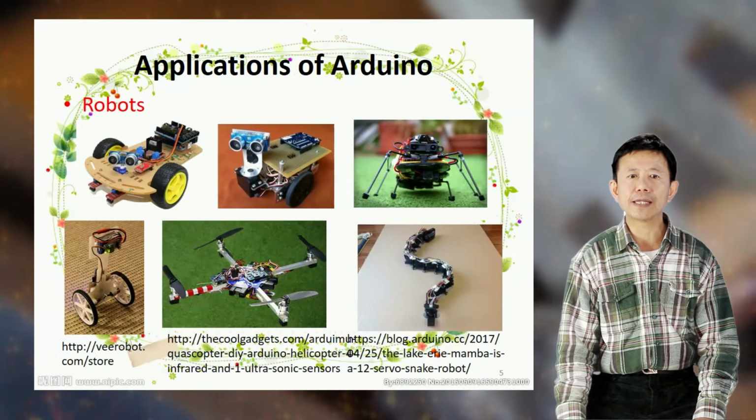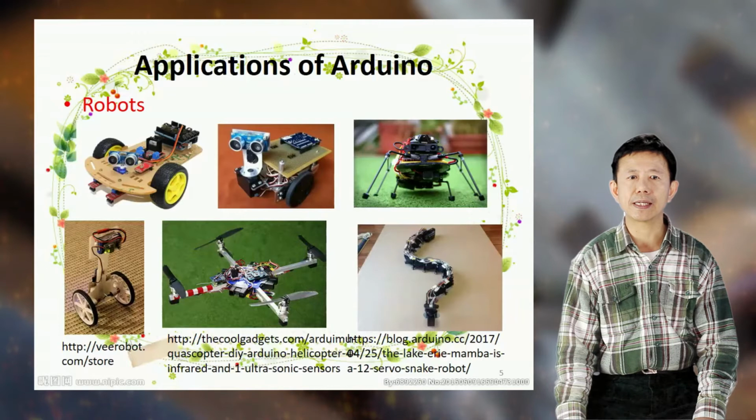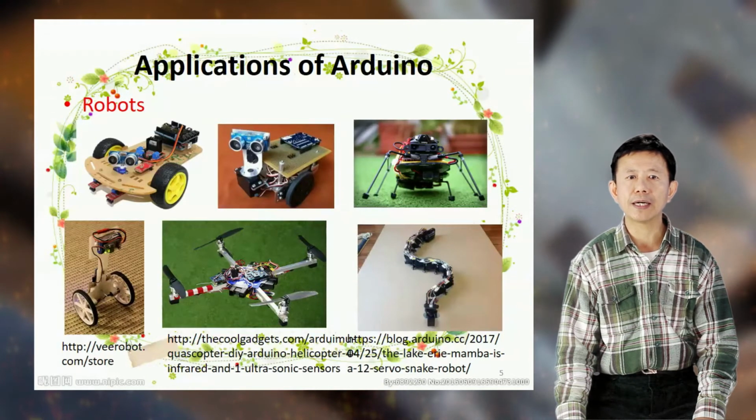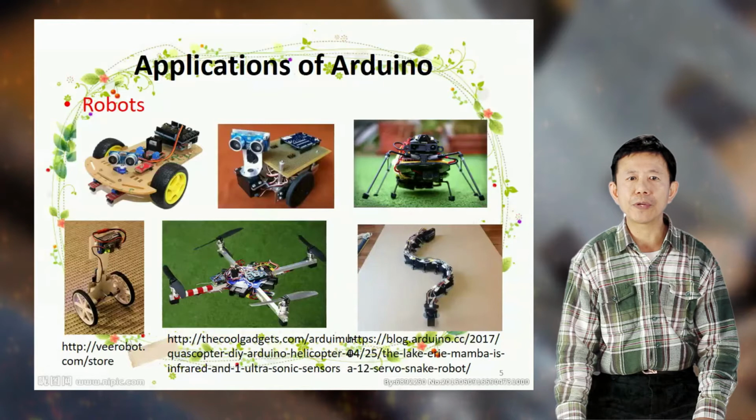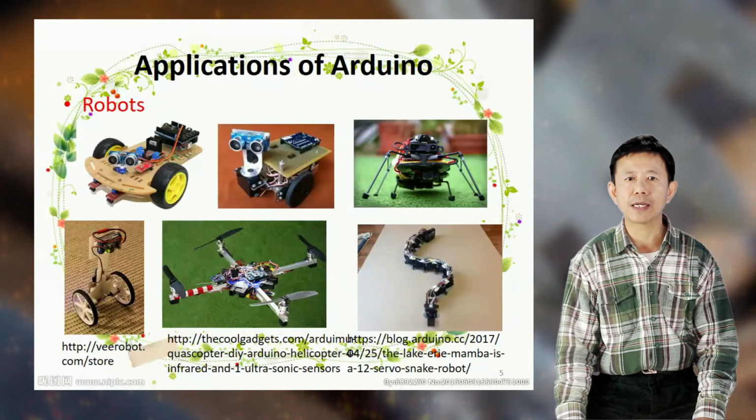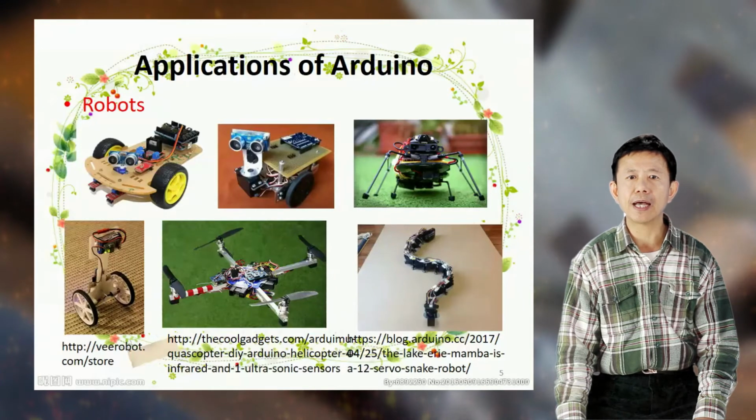In the following slides, we have a variety of Arduino robots. In the first row, we have cars and a spider. In the second row, we have a 2-wheeled robot, a quad-rotor helicopter, and a robot snake. You may appreciate the dexterity of the 2-wheeled robot and the quad-rotor helicopter. I like to mention the robot snake because it has to control 12 servo motors.